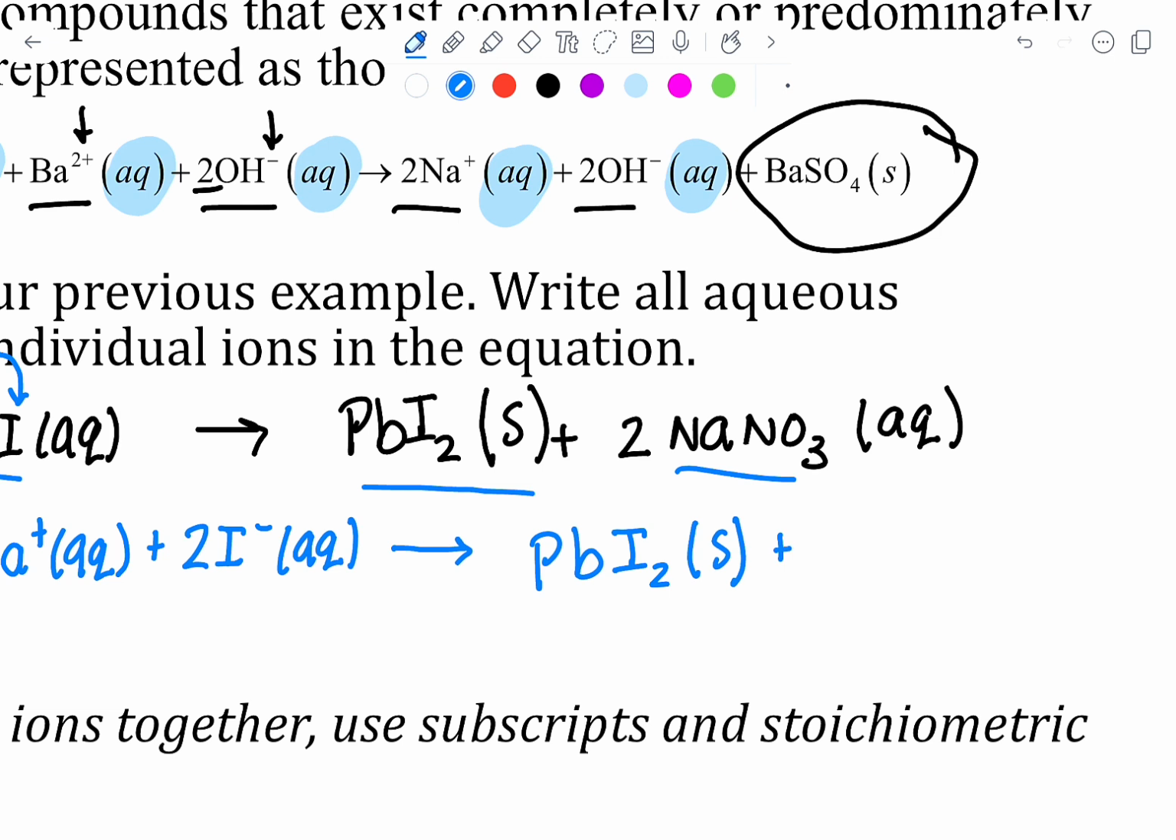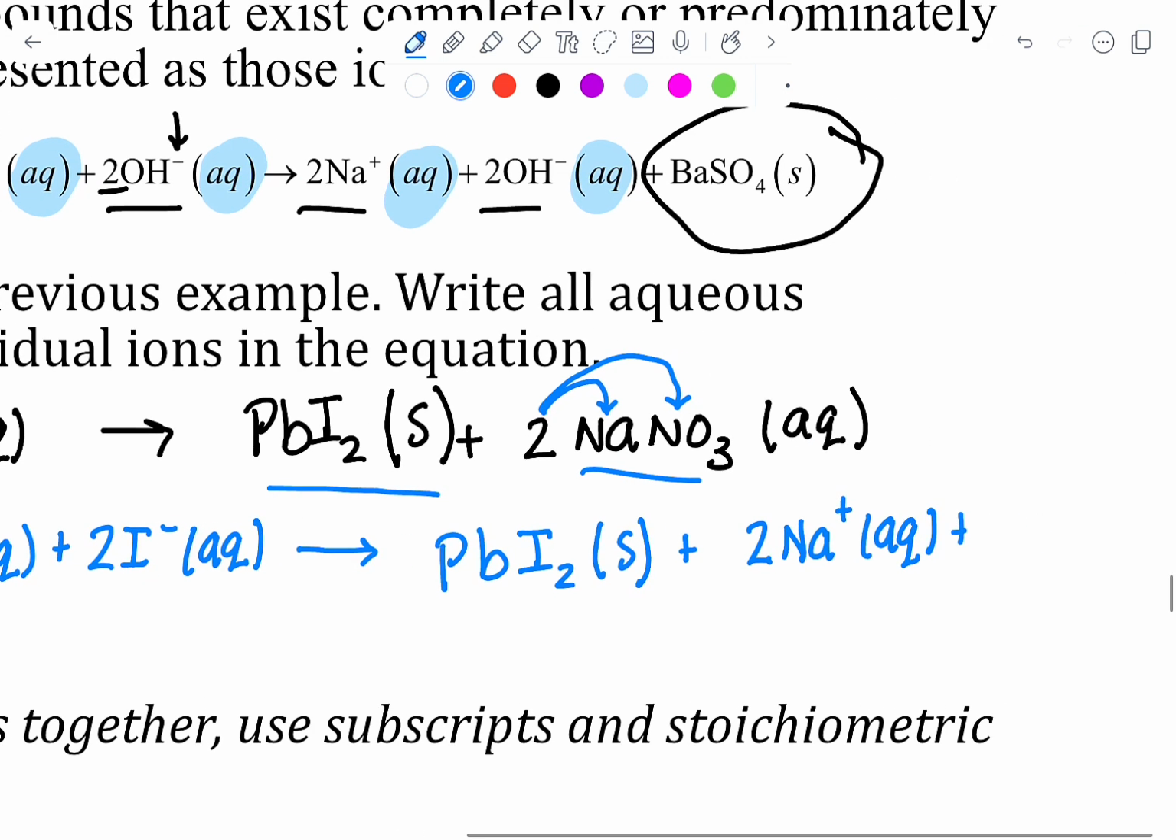We then have sodium nitrate. So again, the 2 goes to the sodium and to the nitrate. So we have 2Na plus AQ plus 2NO3 minus AQ.